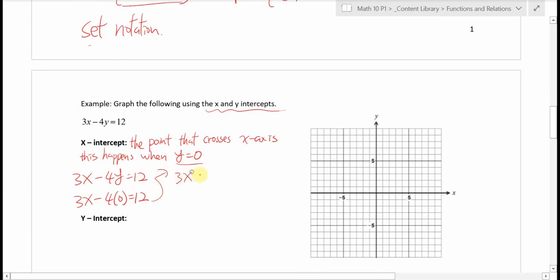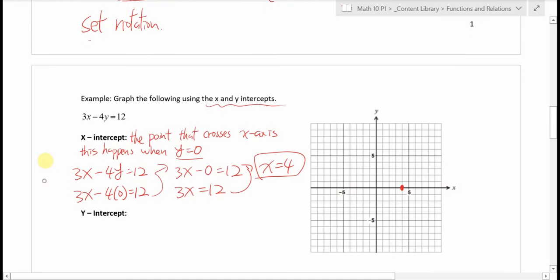Now 4 times 0 is 0, and when you minus 0, it doesn't do anything, so I'm just going to rewrite this as 3x equals 12. Now you can solve for x by dividing both sides by 3, so you get x equals 4, and that would be your x-intercept. So your x-intercept is right here. It happens at 4, on the x-axis. That's why it's called the x-intercept. Now you might have guessed it.